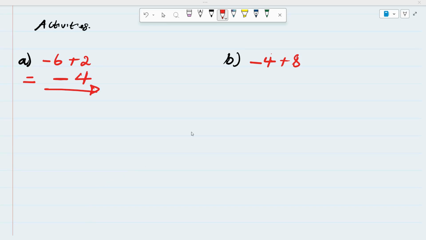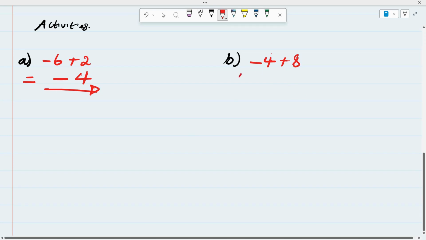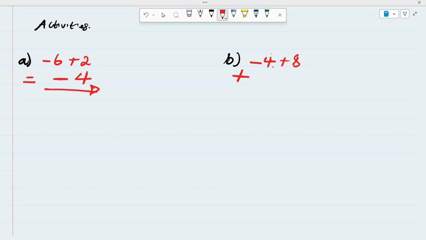The same applies to B. In B, we have two different signs, so we take the sign of the bigger number. The bigger number in this case is 8. 8 carries a positive. And what do we do with the integers? We subtract the smaller one from the bigger one. Meaning it's 8 minus 4, then we're left with 4. Then the answer is a positive 4.